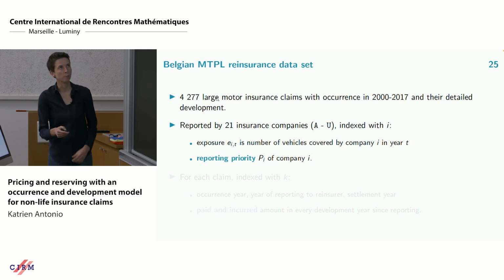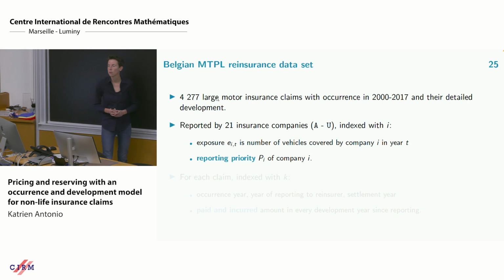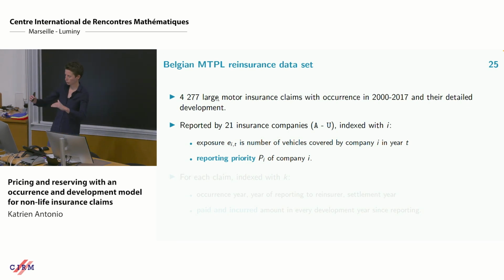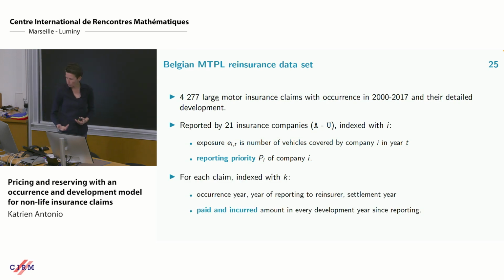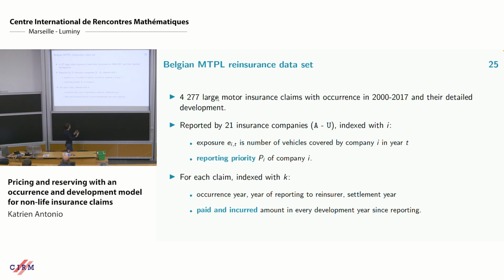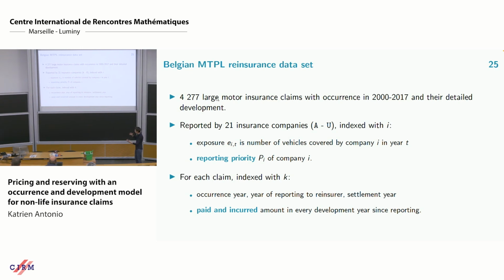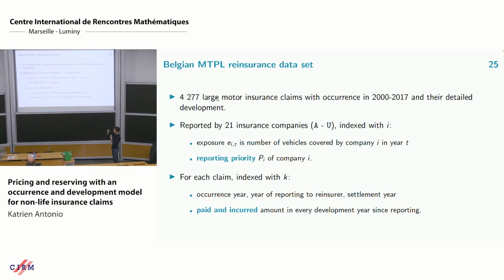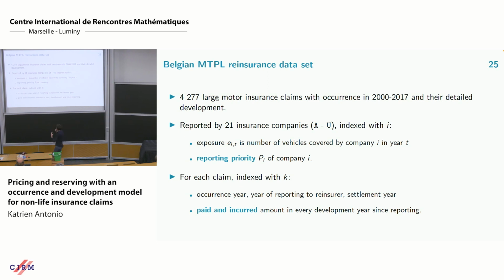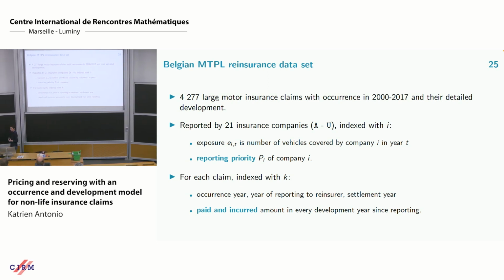And we also know what the reporting priority was that was put into place for these different companies. So the priority above which they would report the claim to the reinsurer. If the incurred amount set by the claim handler would be above that priority, then the claim would be reported to the reinsurance company. And then for each claim, we know details about when did it happen, when was it exceeding that reporting priority, when was it settled, if it's already settled. And we also know the evolution of paid and incurred amount in every development year since reporting.